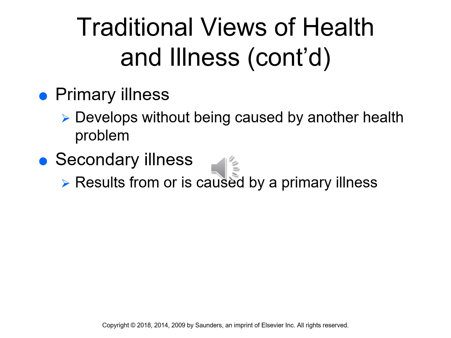So we have some other types of illness, primary versus secondary illness. A primary illness develops without being caused by another health problem, whereas a secondary illness is the result of that primary illness. So let's give an example. A person has hypertension and has a mild stroke. So the primary illness is the hypertension. The secondary illness is the stroke because the stroke resulted from the hypertension. Because they had hypertension or high blood pressure, they had a stroke. So the stroke is the secondary because it was a result of the hypertension.